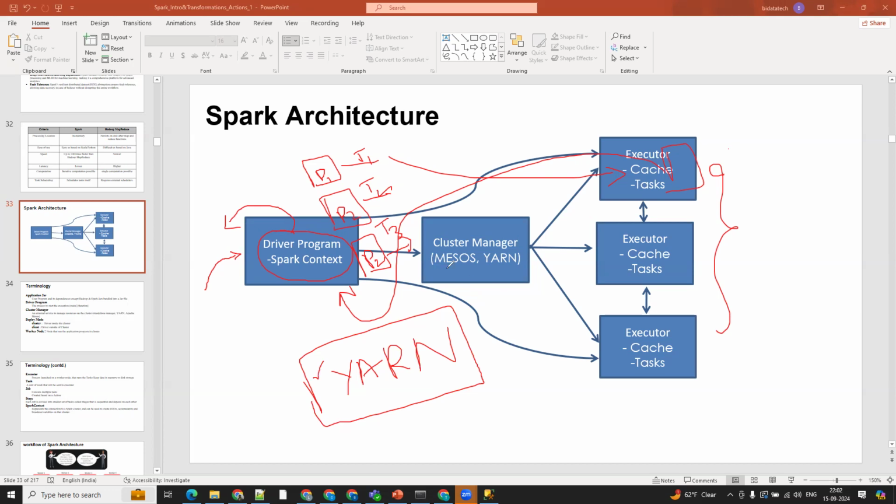See, Mesos, Yarn, all these are cluster managers. Kubernetes is also one of the cluster managers. These guys manage the cluster. They will go and talk to the worker nodes or slaves.